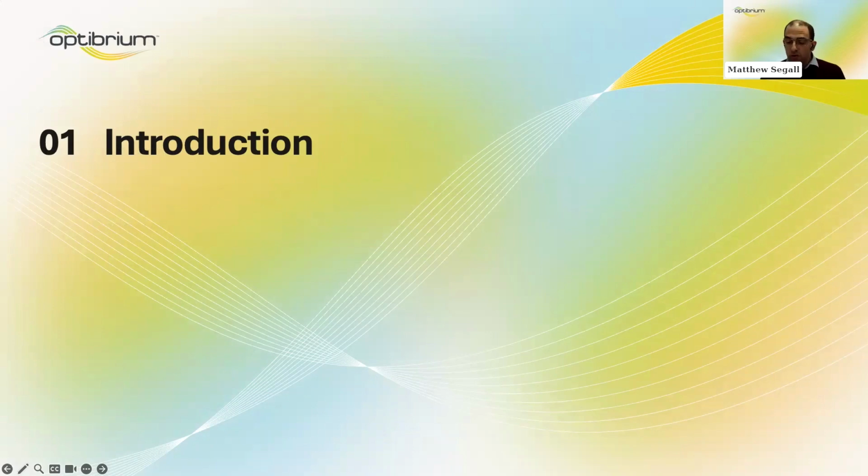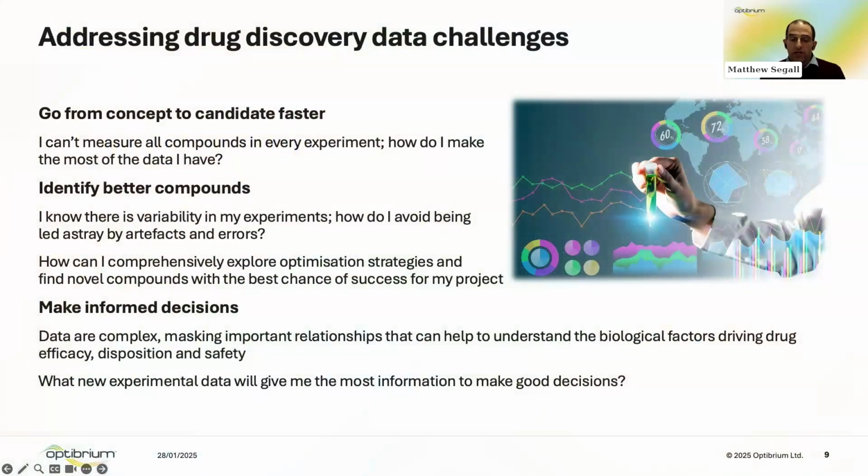So first of all, just a few words of introduction. The overarching theme of what we're talking about today is addressing some of the key challenges that we have with the data that we deal with in drug discovery. Many of these will be very familiar to you. We're in a project trying to go from our initial concept to candidate faster and progress the compounds through that process as quickly and as efficiently as possible. One of the challenges there is that we can't measure all of the compounds of interest in every experiment of interest. It's just too time-consuming and expensive.